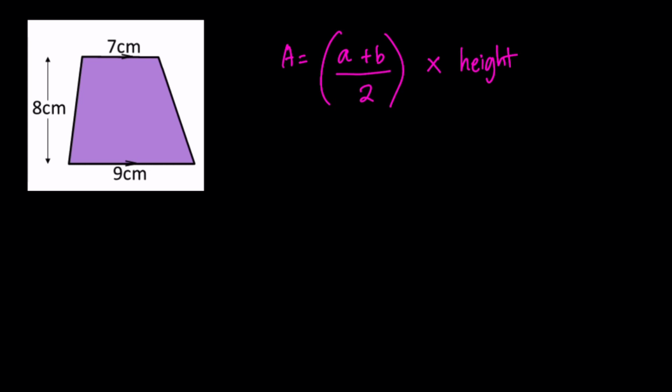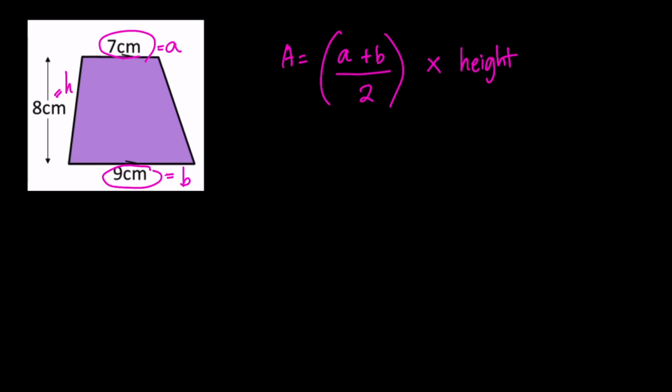So looking at the left-hand side, the figure given to us, what are my parallel sides? As you can see, this little marking here shows us that the line above where it says 7 and where it says 9, those are my parallel lines. So I'll just call the top bit A and my bottom bit B. And where is the height or the distance between the parallel lines? Here are my parallel lines, and so the distance between these two parallel lines would be 8 centimeters. So I'll call that H.